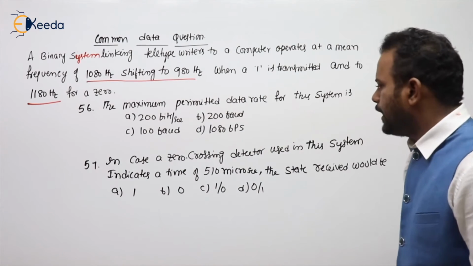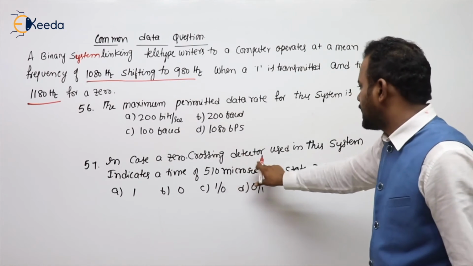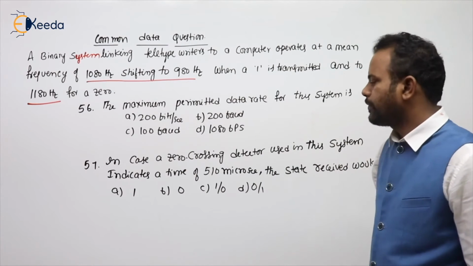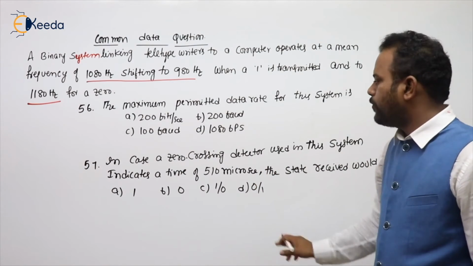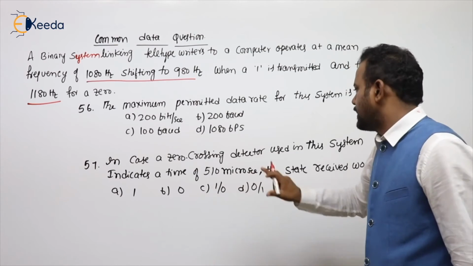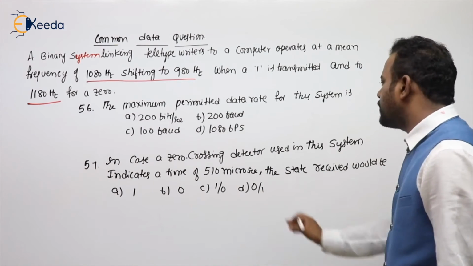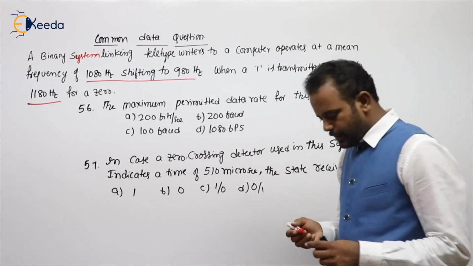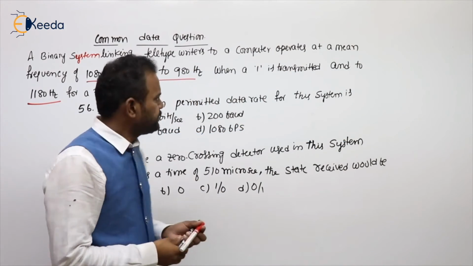Next question, in case a zero crossing detector is used in this system, which indicates a time of 510 milliseconds, the state of the received bit would be. This is one of the general problems.